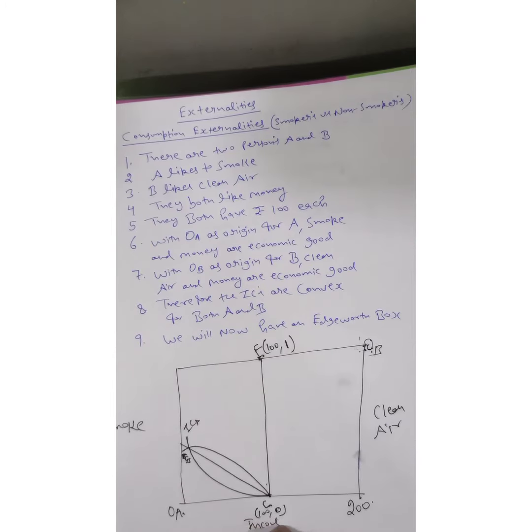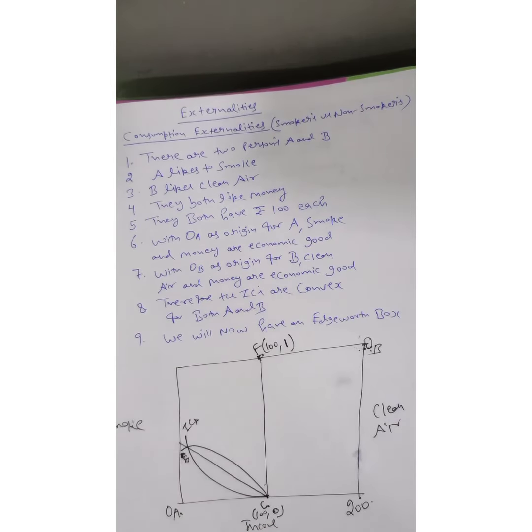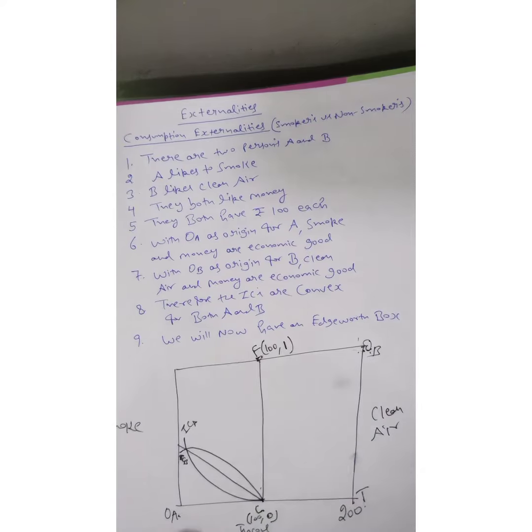But don't you think, guys, he'll be having no smoke because he doesn't have the right to do so. Now the property rights rest with B. B has the right of clean air. So let me give you something first. For B, OBF units of money and OBT units of clean air. So this is OBF and this you can say OBT. So OBT clean air B will be getting, and OBF money he'll be getting.